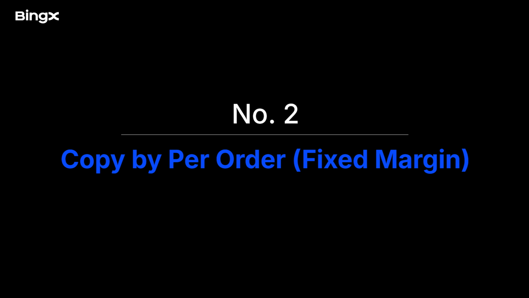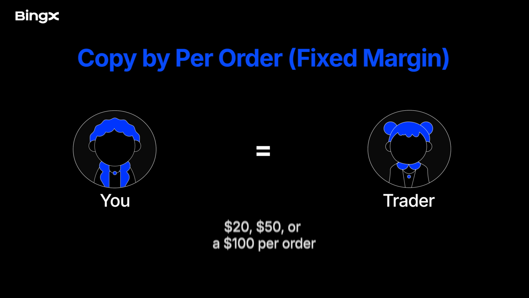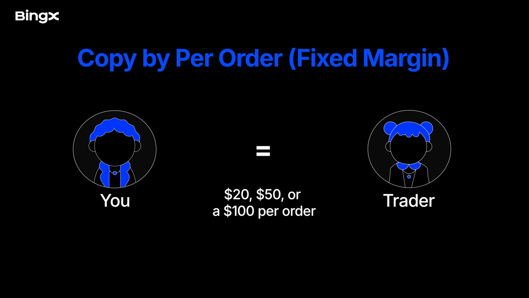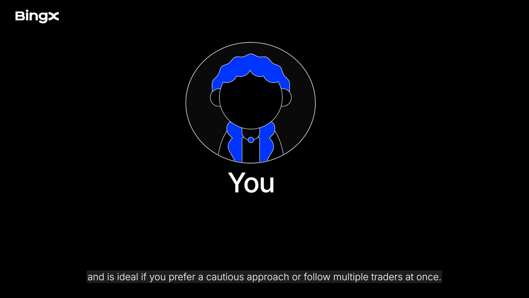Next, copy by per order. You choose a set amount of USDT for each copy trade, for example, 20, 50, or 100 USDT per order. This lets you control your risk per position and is ideal if you prefer a cautious approach or follow multiple traders at once.